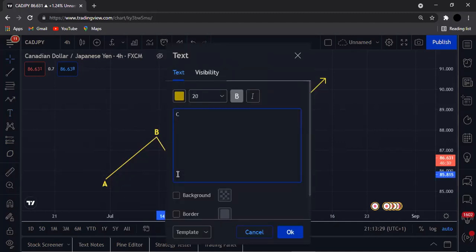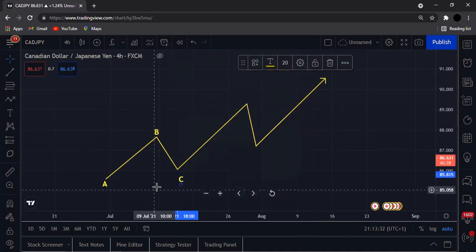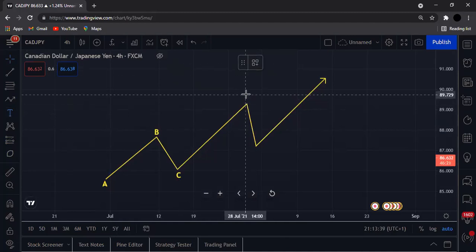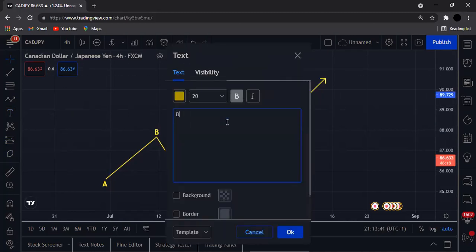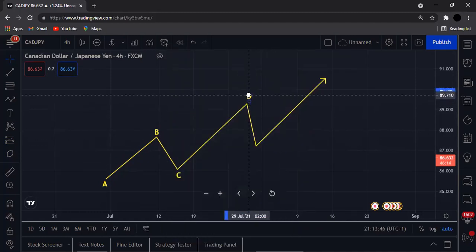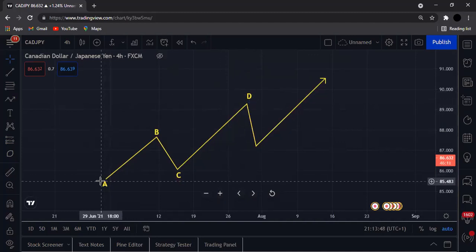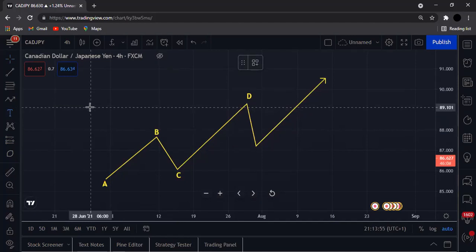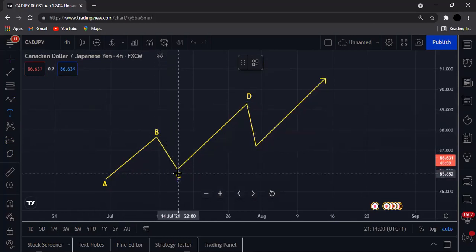Let's call this point C. Let's call this point D. So from point A to point B is an impulsive move. Impulsive move? Yeah, like impulse. Gotcha. Then from B to C is a retracement or a reversal.